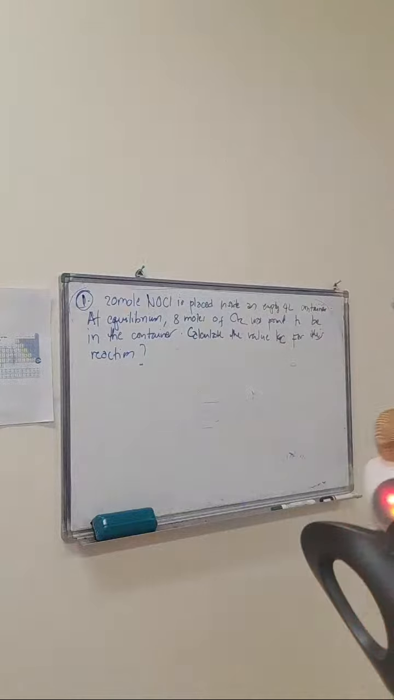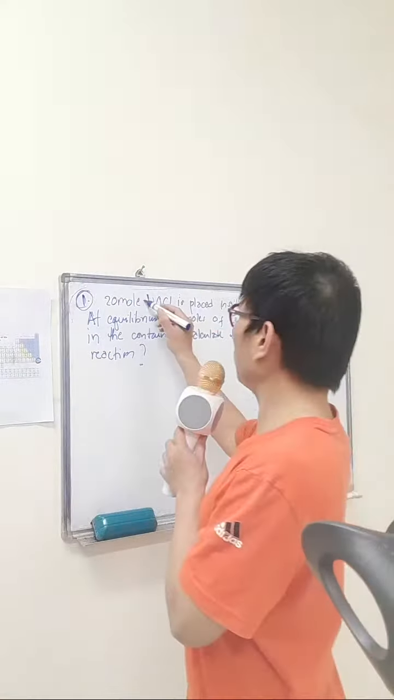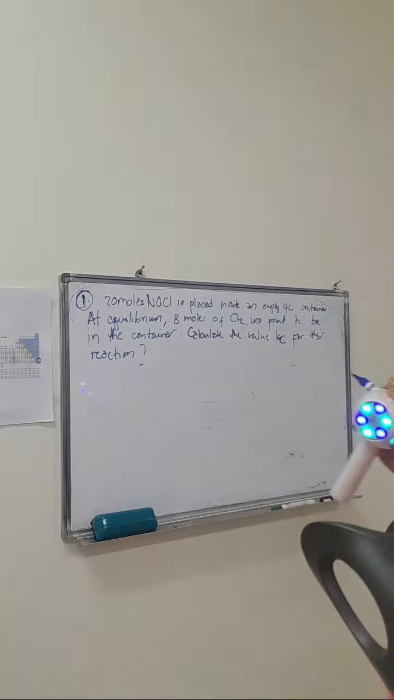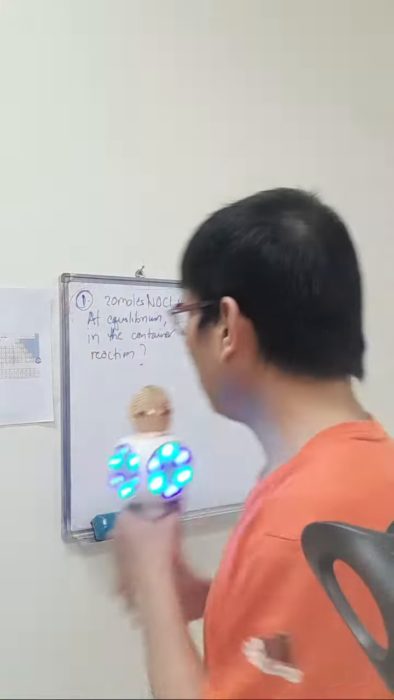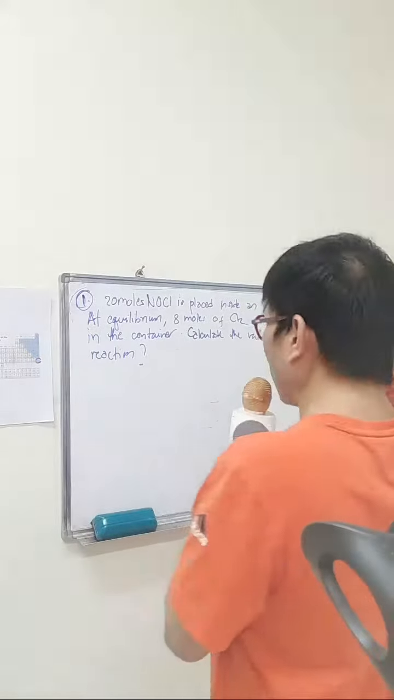So, 20 moles of NOCl is placed inside an empty 4-liter container. At equilibrium, 8 moles of chlorine gas was found to be in the container. Calculate the value of Kc for this reaction. Okay, so, reaction first.